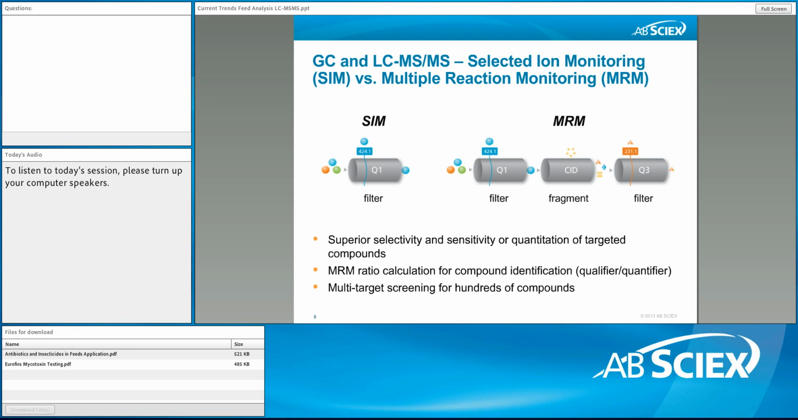And typically we also monitor at least two transitions for each target analyte. And the ratio of these two ions is very, very characteristic for target analytes. And we can use the ratio for compound identification.